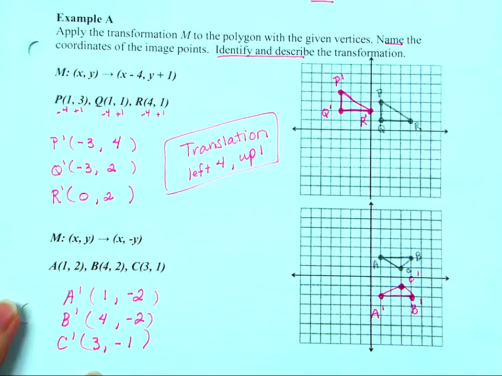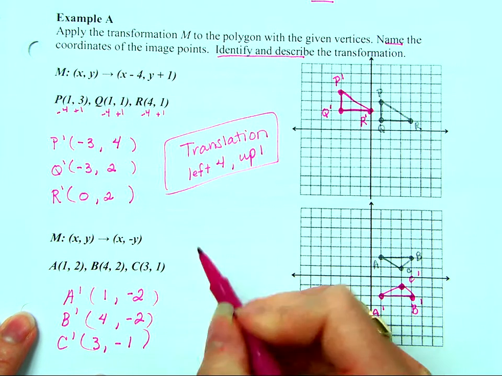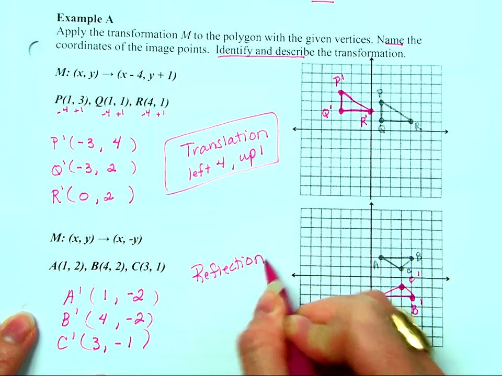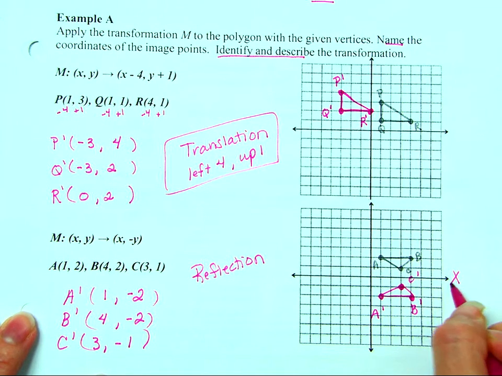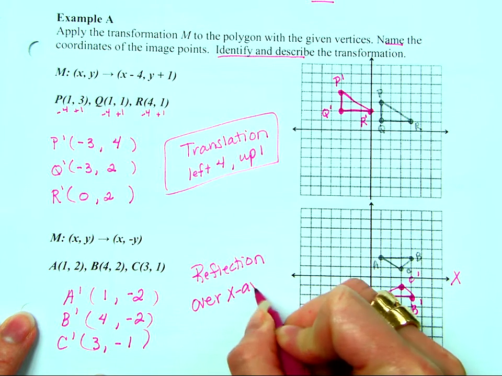And then I'm going to compare my pre-image to my image. Well, I can see that this is going to be a reflection. If I had to describe it, I say, well, specifically, it is being reflected over the x-axis.